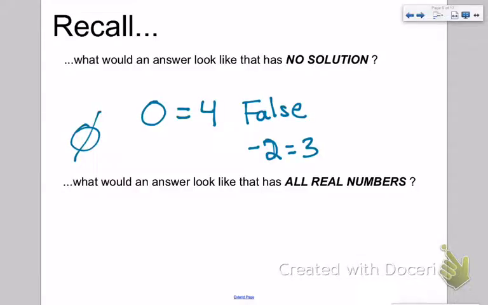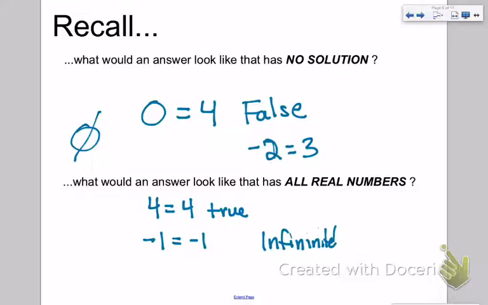What would an answer look like that is all real numbers? Well, it's when we're left with something like 4 is equal to 4, which is true. Or negative 1 is equal to negative 1. And that's where we say, instead of saying all real numbers, we say infinitely many when we talk about systems.